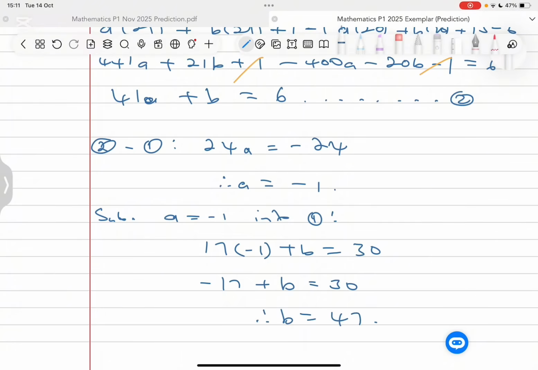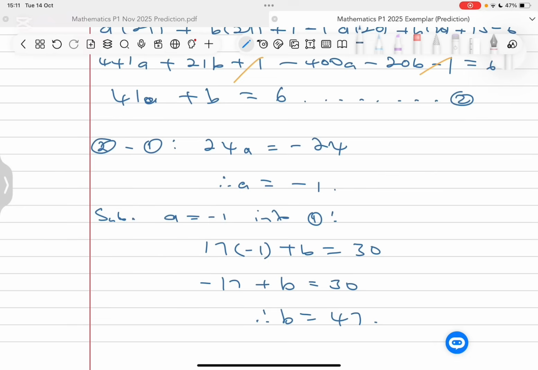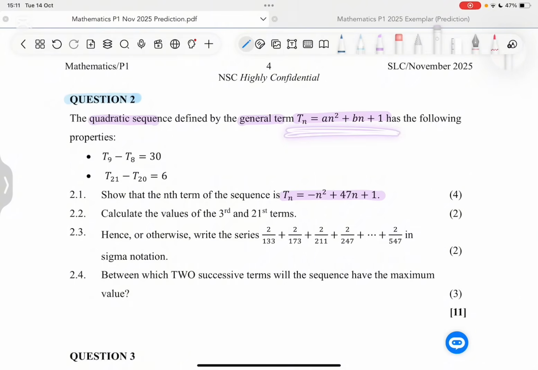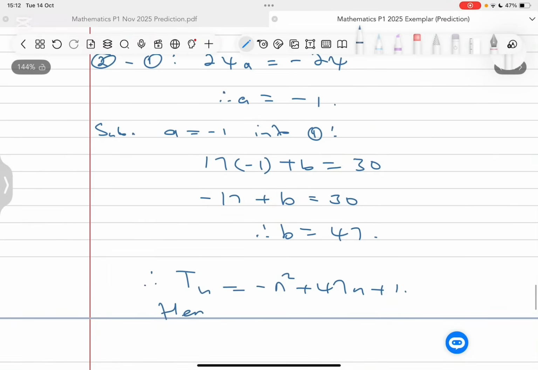Now this looks like something that I've seen on my equation. I can see that my b is 47 and my a is negative 1. So I'm going to take this equation that we started with and put the value of a, which is negative 1, and 47, and we would have proved this equation. So I'll say therefore the general formula, or the nth term, would be given by negative 1 n squared plus 47, which is my b, n plus 1. And this is actually proved.